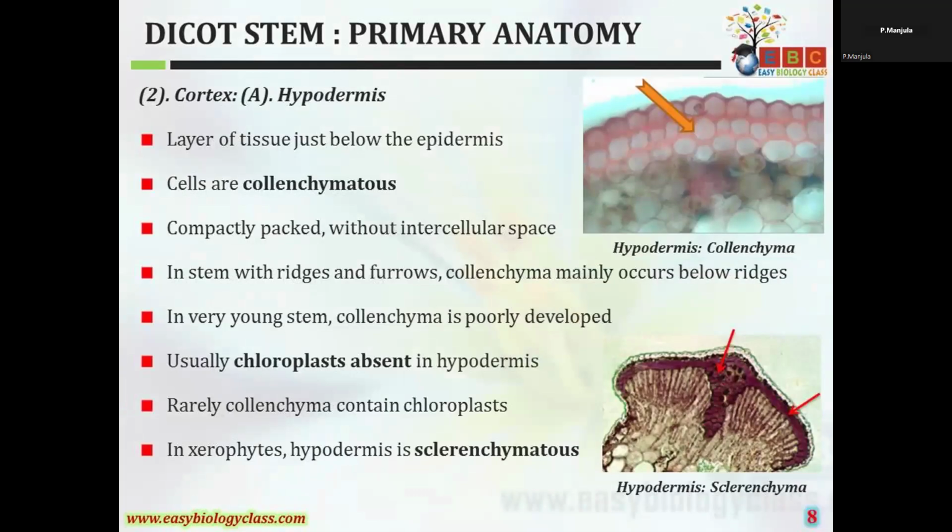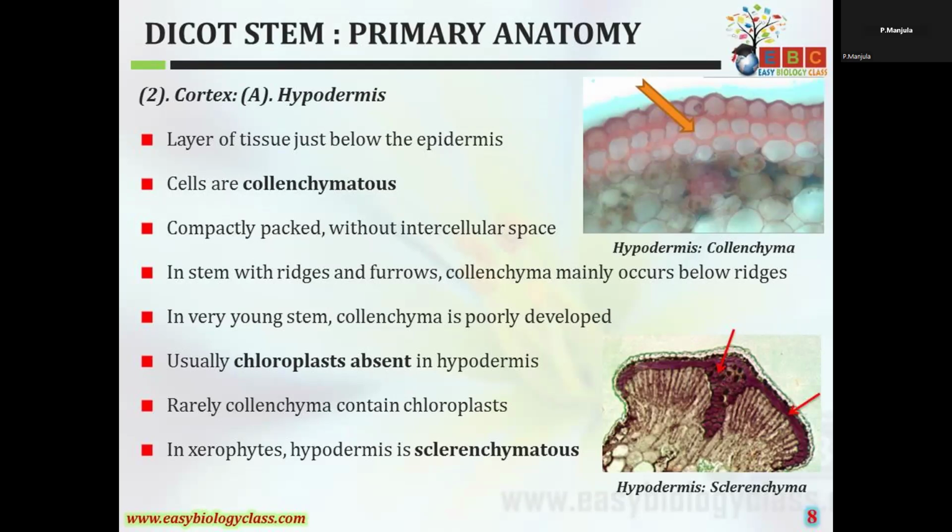The first one is the hypodermis. The epidermis is followed by a layer called the hypodermis, the layer of tissue just below the epidermis, and its cells are collenchymatous. The hypodermis is made up of collenchymatous cells, compactly arranged without intercellular spaces. Generally in xerophytes, the hypodermis is sclerenchymatous, that is, made up of sclerenchyma. This point is important. Normally it is collenchyma, but it is sclerenchymatous in xerophytes. This point is important.